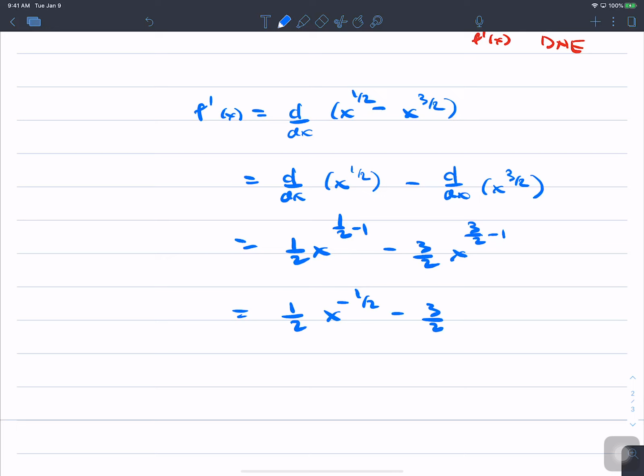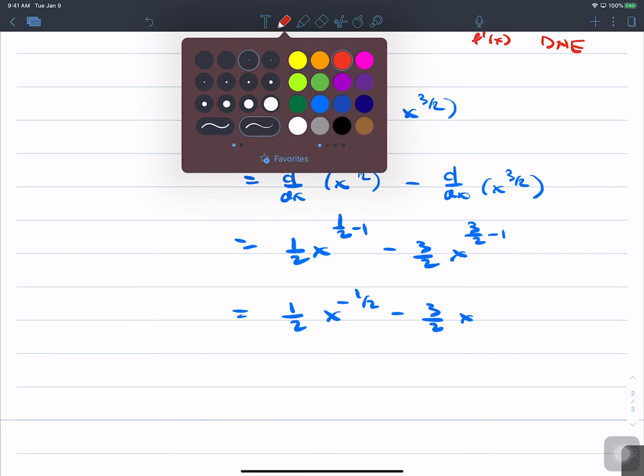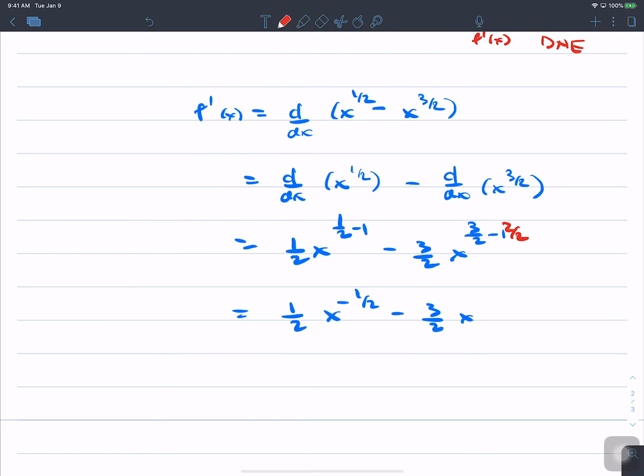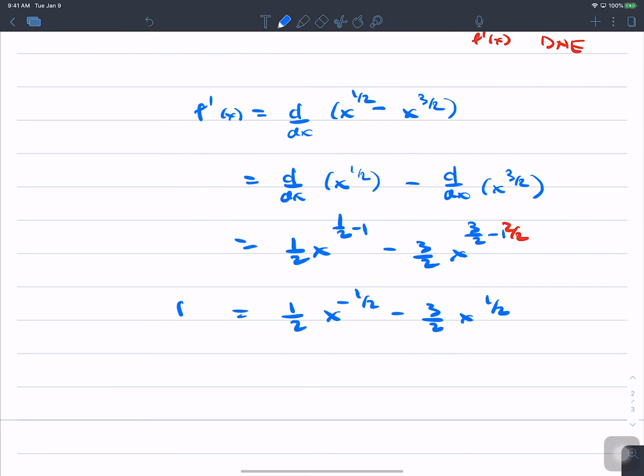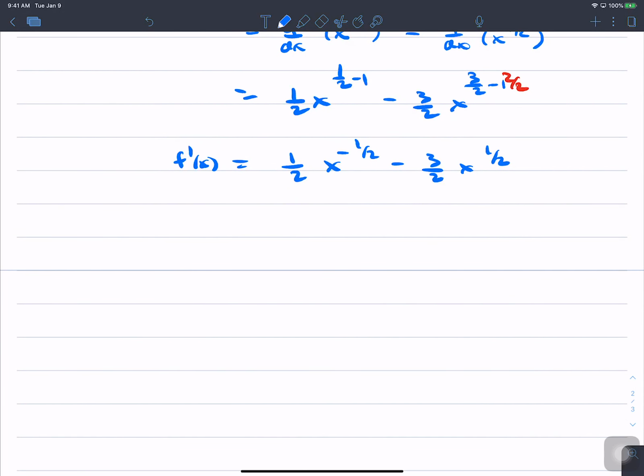Okay, so let's double check here. This is going to be 2 over 2. Is that right? Double check. So that's positive 1/2. All right. And just like we discussed earlier today, we want to factor here, ladies and gentlemen.